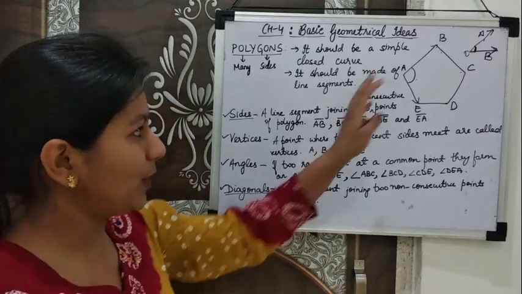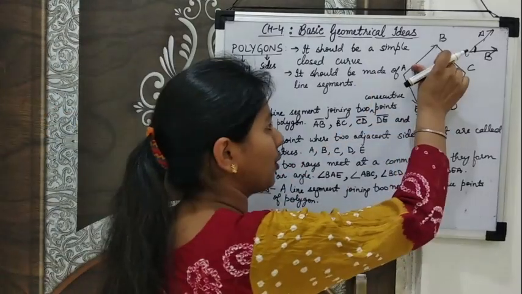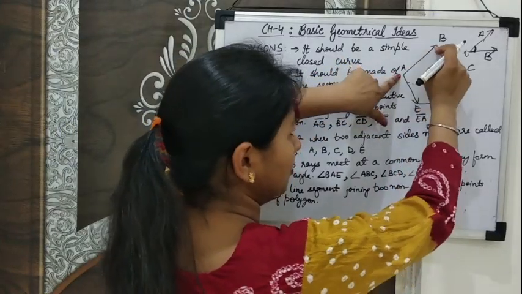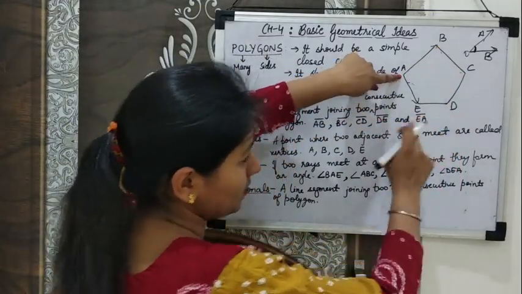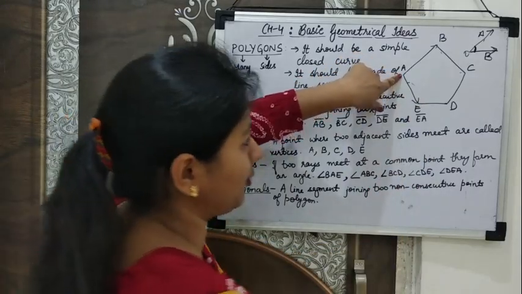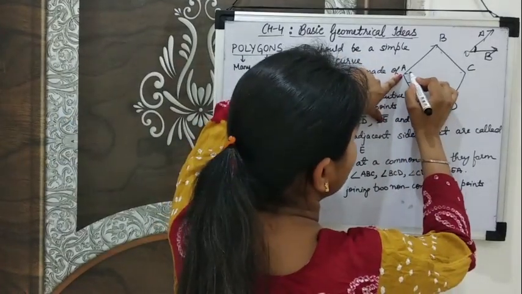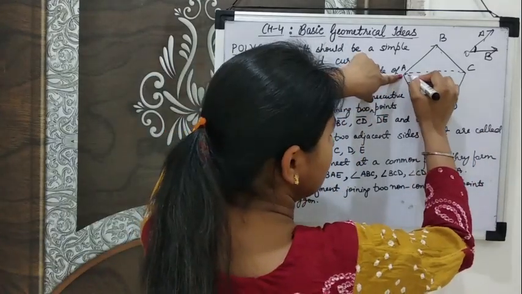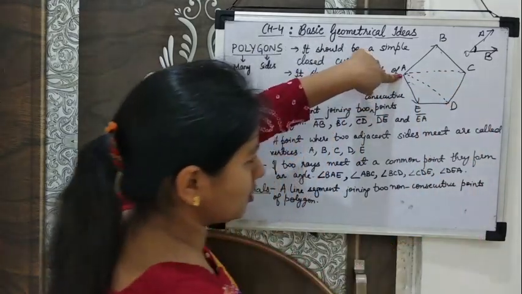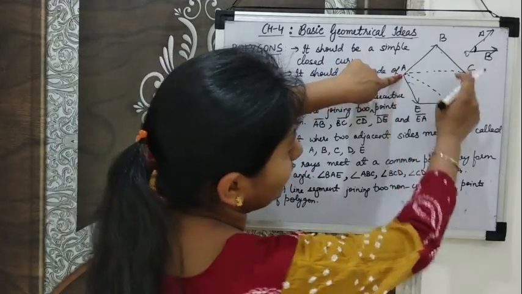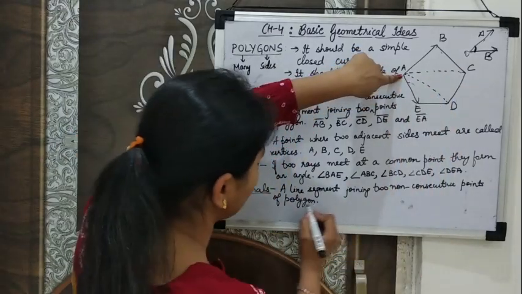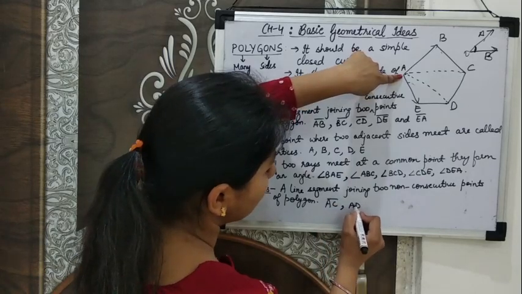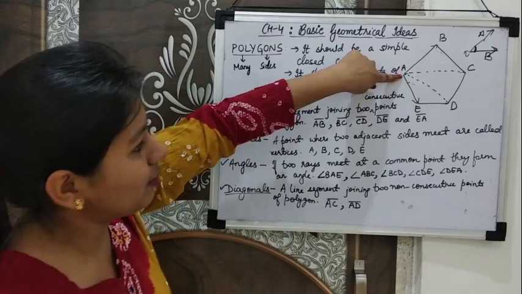So now, how many diagonals does this figure have? Let's start from point A. From A, B is the consecutive point and E is also the consecutive point. But C is a non-consecutive point and D is also a non-consecutive point. So from A, we are able to make 2 diagonals: diagonal AC and diagonal AD.